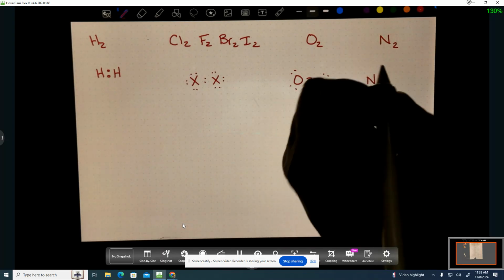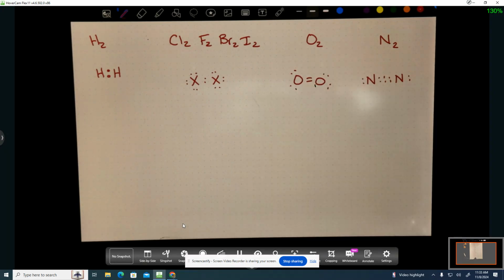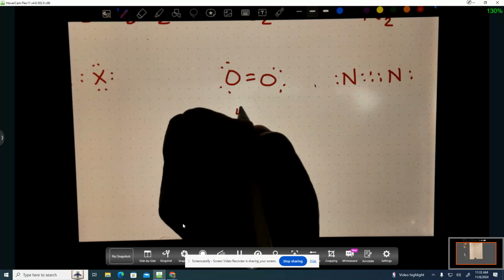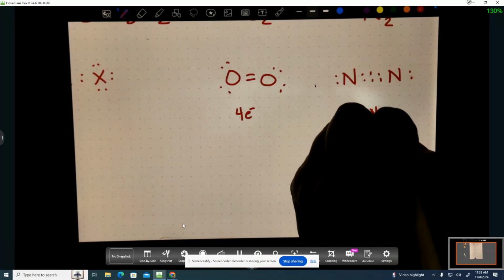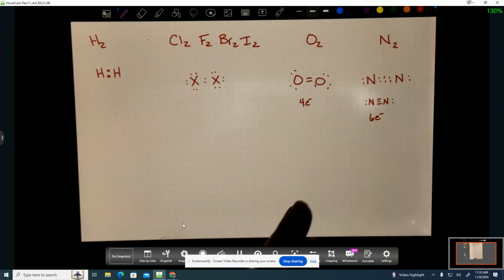Let's draw it with dots. And it looked like that. Okay? These two lines are 4 electrons. These 3 lines are 6 electrons. You should know that. I think that's as far as we got.